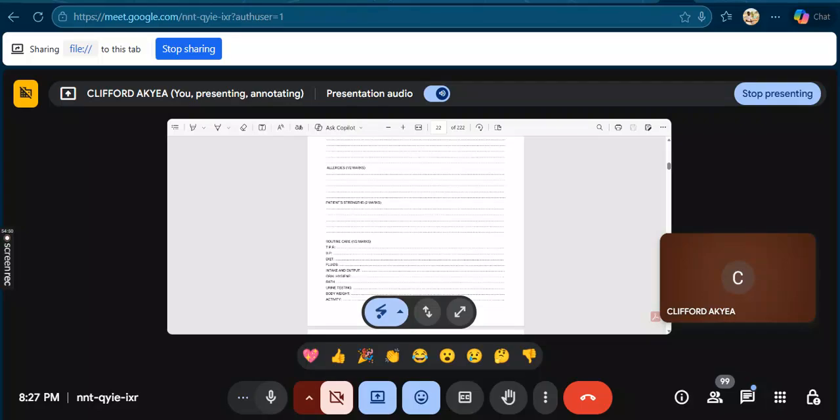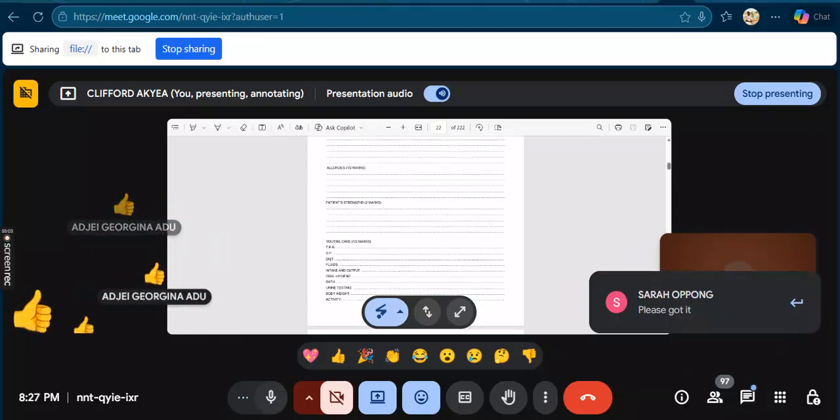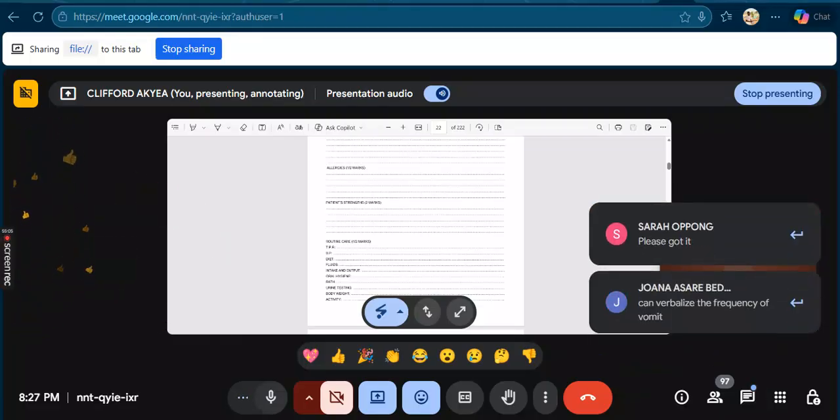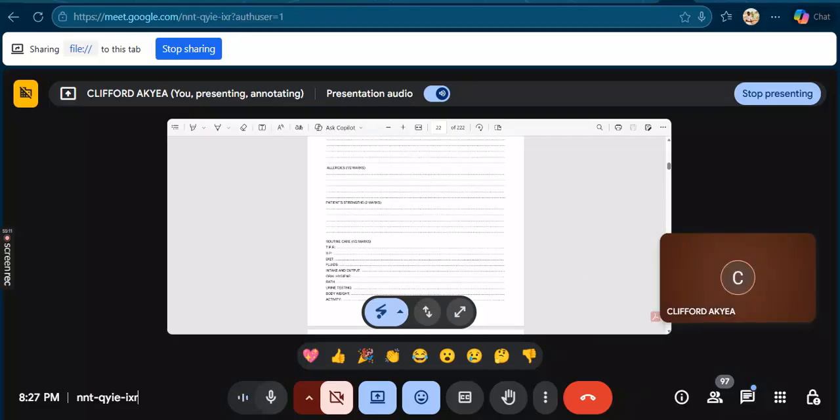Patients can also verbalize the color of the what? The vomitus. Is that okay? Very good. So yes, the frequency. Someone also added the frequency of vomits. Very good. Thank you. All right.